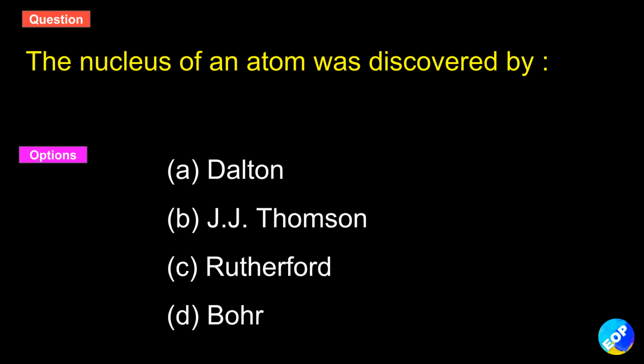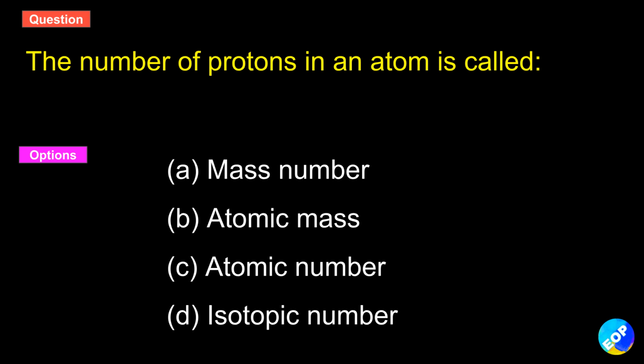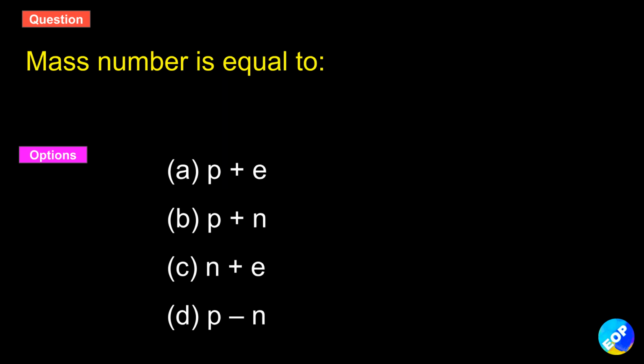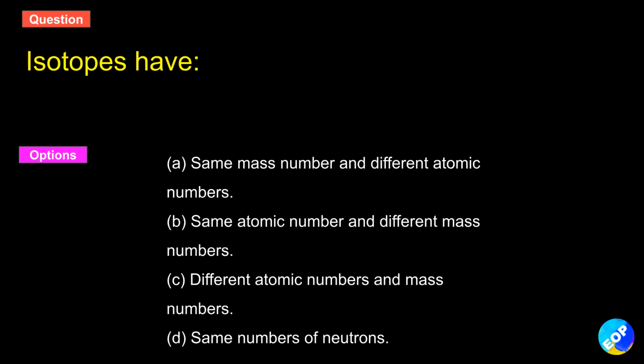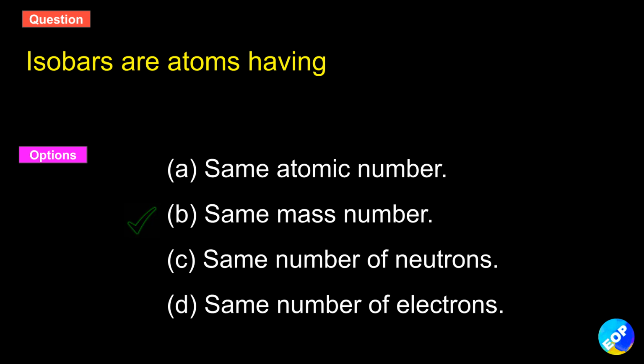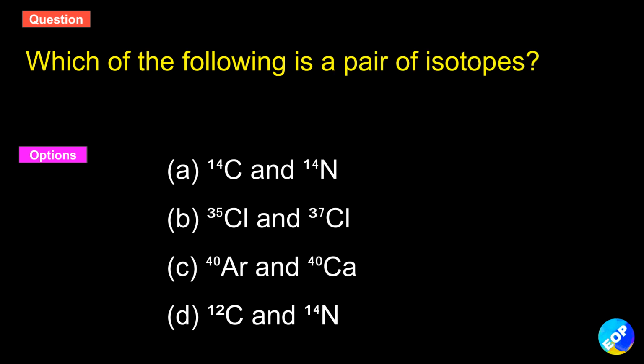The nucleus of an atom was discovered by Rutherford. The number of protons in an atom is called atomic number. Mass number is equal to number of protons plus number of neutrons, that is P plus N. Isotopes have same atomic number and different mass numbers. Isobars are atoms having same mass number. Which of the following is a pair of isotopes? Answer is B, Cl35 and Cl37.